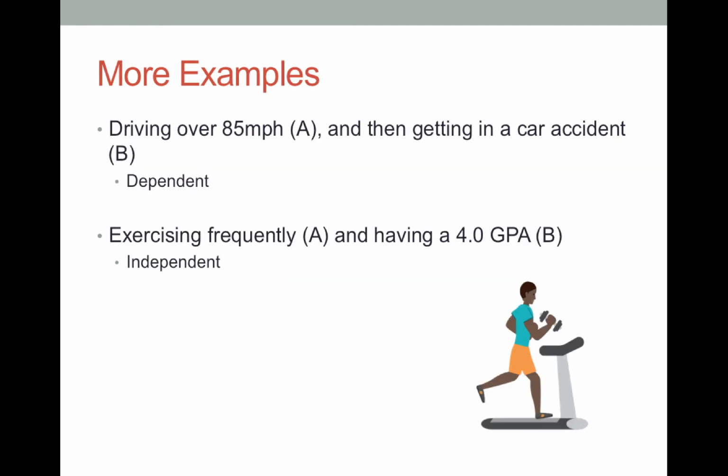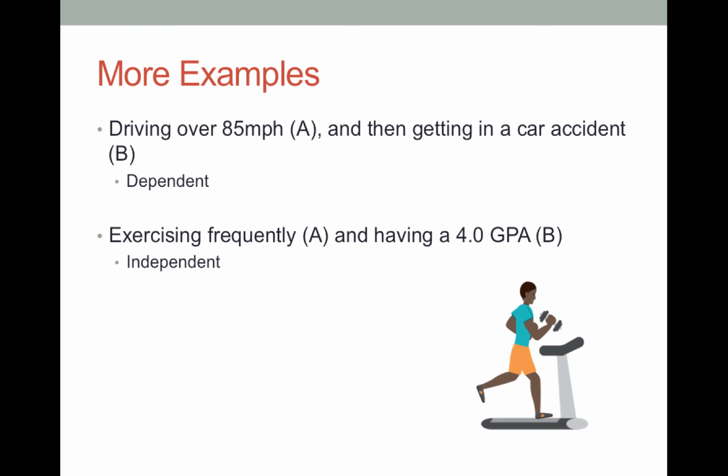All right, let's think about a couple other examples. And these are ones where they're more subjective. We don't calculate them, but there's certainly something like this I could ask on the quiz or on the exam of, hey, what do you think? Is this independent or dependent? So driving over 85 miles per hour and then getting in a car accident. All right, well, clearly this is going to be dependent because we know that speed contributes to accidents. So the faster you go, the likelihood of getting in a car accident increases.